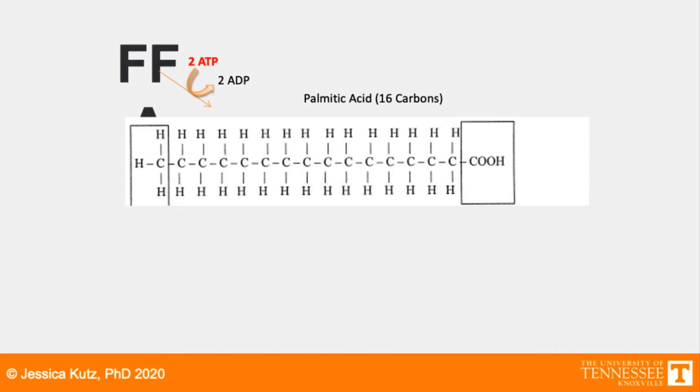So in this example, we're going to again use palmitic acid, which is a 16 carbon acid. If you count across in this figure, you'll count 16 carbon molecules, and this is the actual structure of palmitic acid. So the first step is that we have to put 2 ATP into the molecule. So you put a little bit of energy in order to get a lot of energy out. And this is going to allow us to prime our molecule.